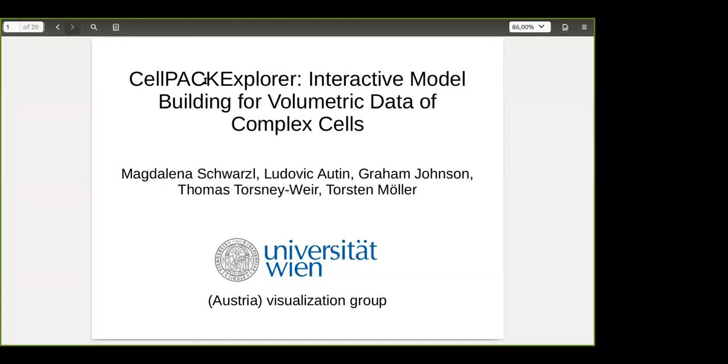Hello, I'm Magdalena Schwarzel, and today I'm going to present you the paper CellPack Explorer: Interactive Model Building for Volumetric Data of Complex Cells. I wrote the paper together with Ludovic Autin and Graham Johnson, who are the two developers of CellPack, and Thomas Theußl and Thorsten Möller, who also work in the field of visualization. During this project, I was supported by the University of Vienna and the visualization group there, which is led by Thorsten Möller. The University of Vienna is located in Austria and Europe.